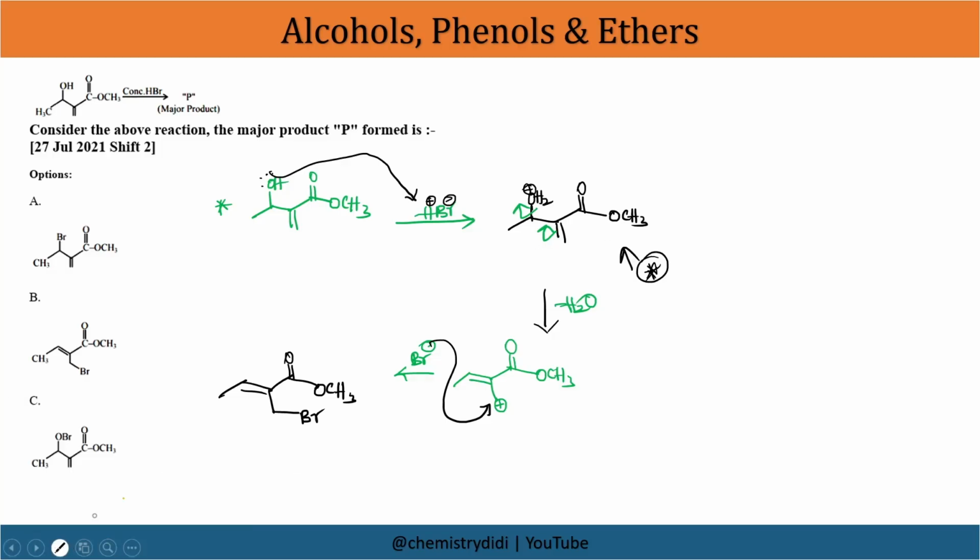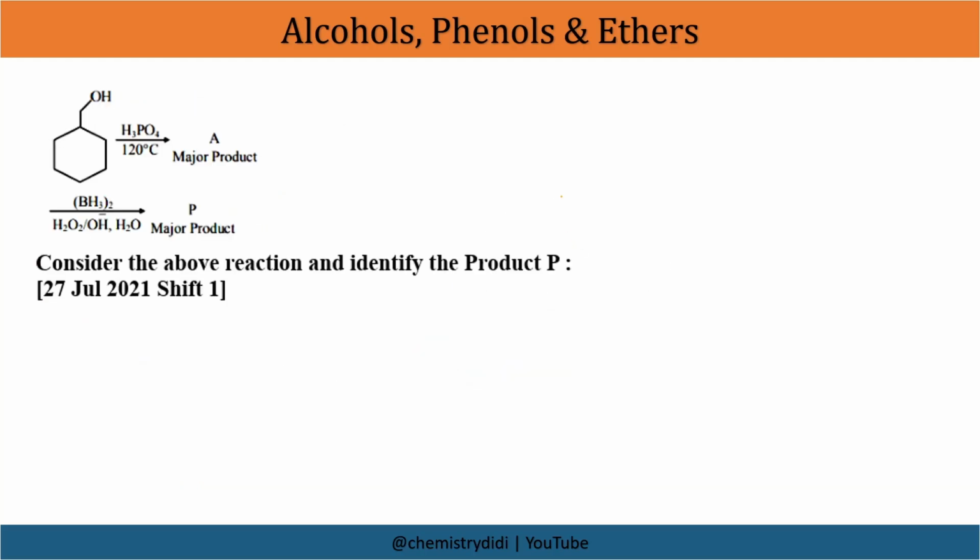You might have done it directly like this: Br negative will attack over here and this will leave. But this is wrong. You might get a product, but it will be the minor product. This is the major product. So option B is correct. I hope you have understood and didn't get confused over here. Let's move to the next question.